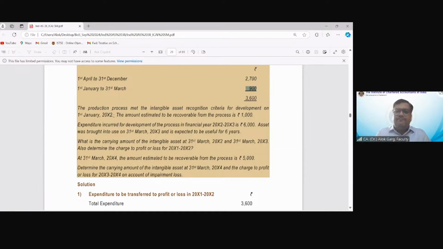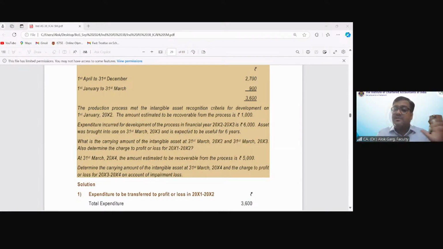On 31st March 2002, the recoverable value of this intangible asset under development is 1,000. Do we need to do anything for this 1,000? Answer is no. But if it had been 800, what would we have done? The difference is impairment loss. Very good.